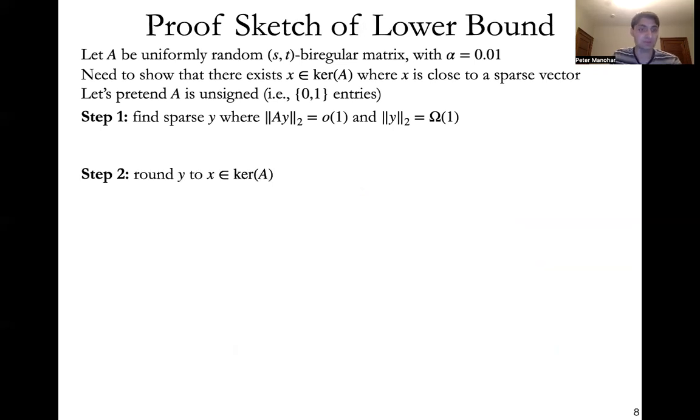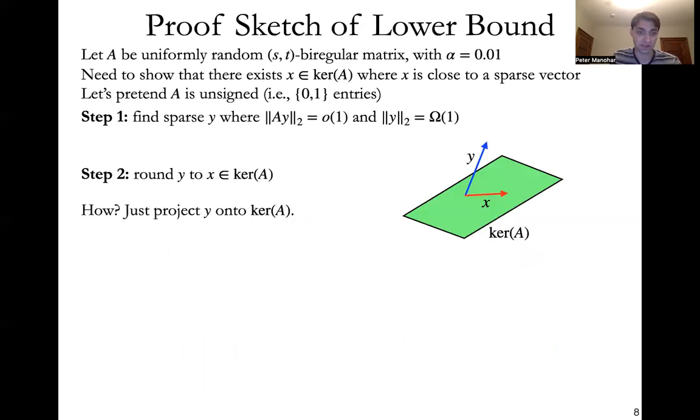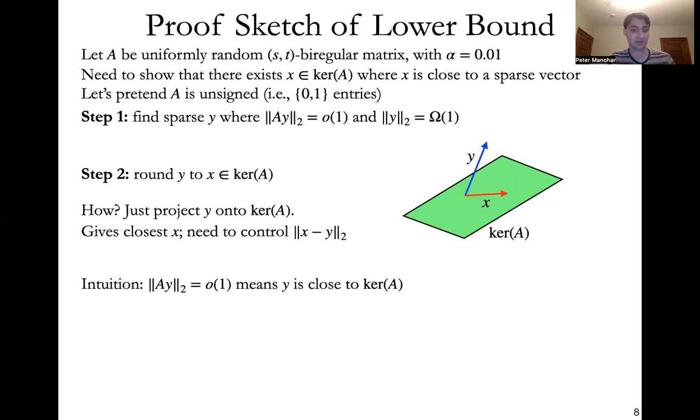In step 2, we now need to round Y to a vector x in the kernel of A and then argue that Y and x are close. And how are we going to do this? Well, we're just going to project Y onto the kernel of A. And this essentially gives the closest x in L2 distance by construction. But we do need to analyze how close x is to Y. The intuition I mentioned earlier is that because AY has small L2 norm, this intuitively feels like Y should be close to the kernel of A. But formally, this is not quite true, because it could be that Y is a right singular vector of the matrix A with singular value little o of 1. And then Y is orthogonal to the kernel.